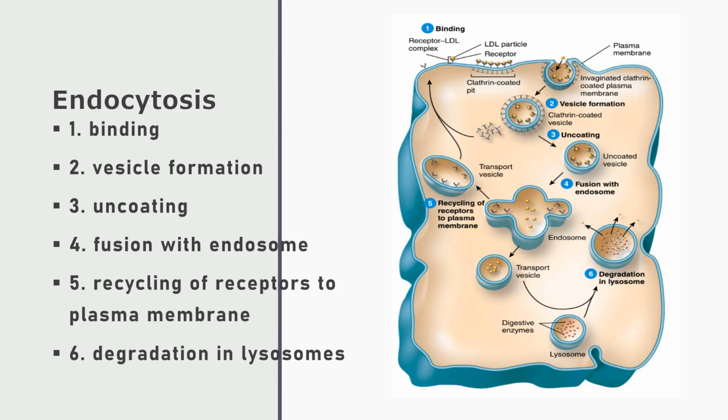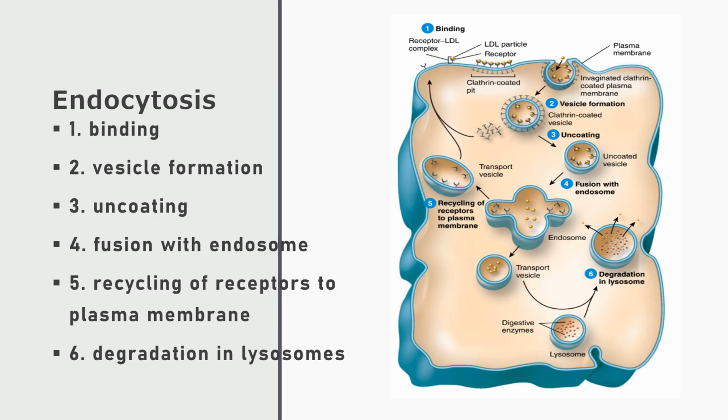With that, let's take a look at endocytosis. Endocytosis is an example of active transport. In endocytosis, materials move into a cell in a vesicle formed from the plasma membrane. Phagocytosis is an example of endocytosis.